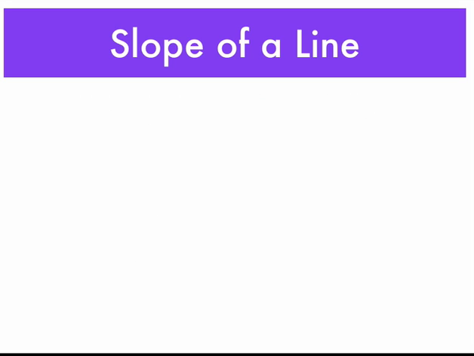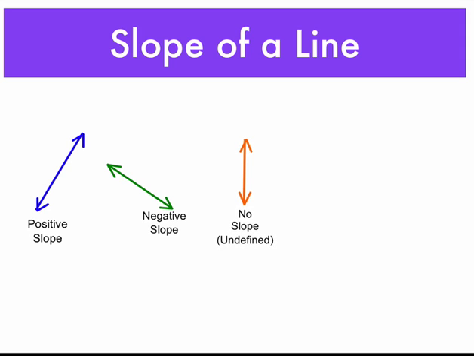Now, a line that rises from left to right has a positive slope. A line that falls from left to right has a negative slope. A vertical line has no slope, and a horizontal line has 0 slope.